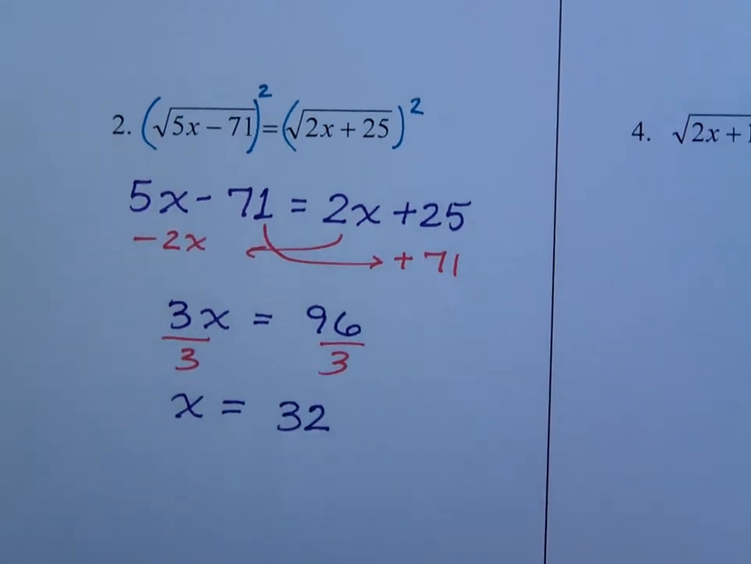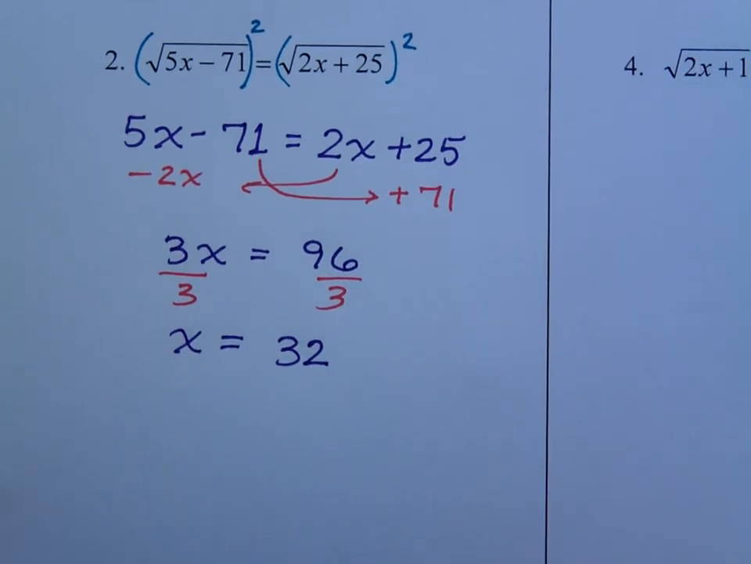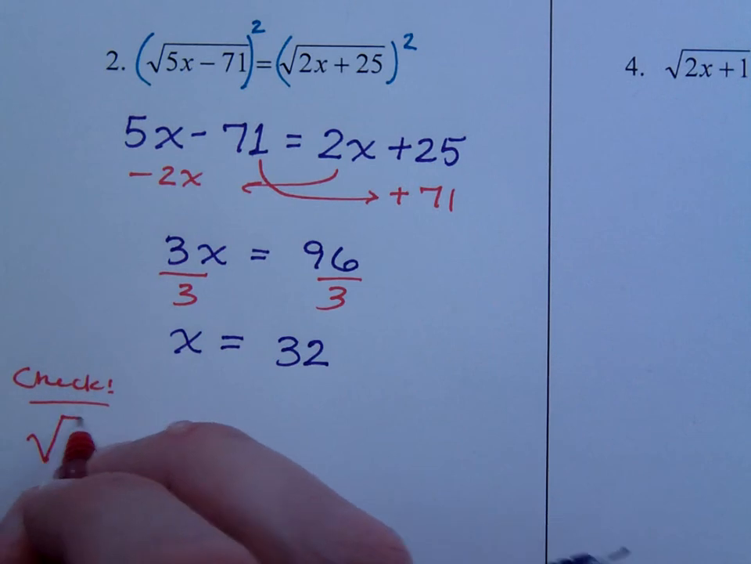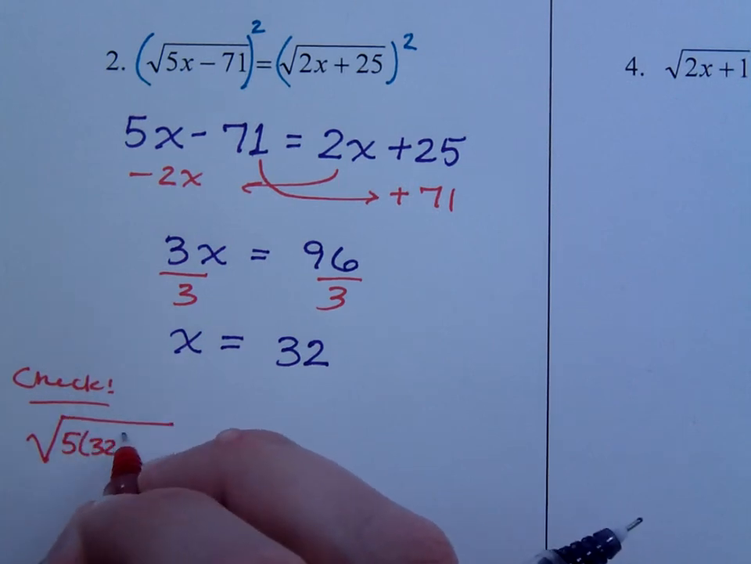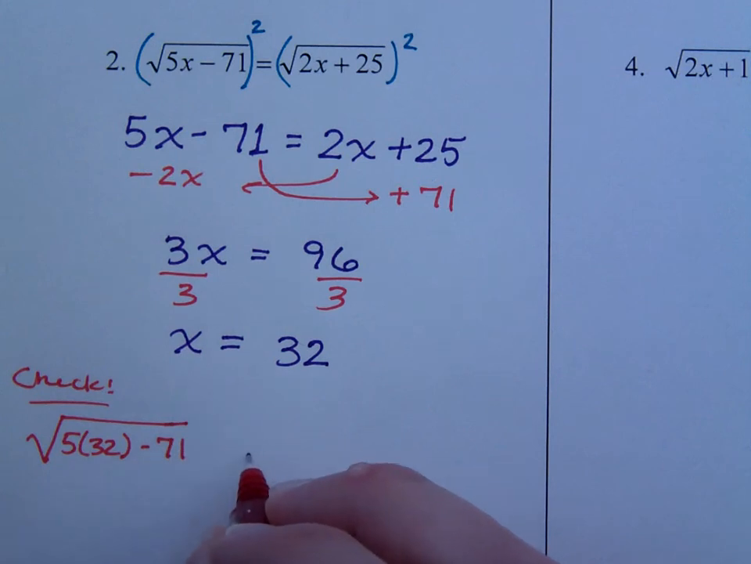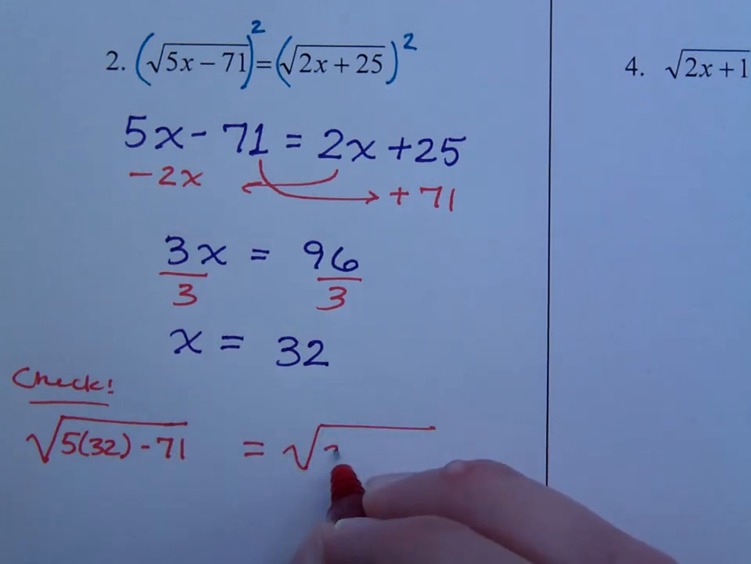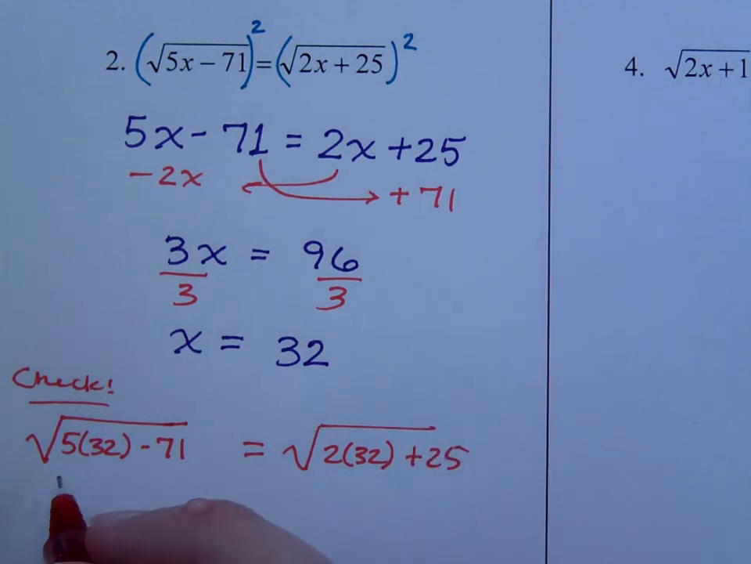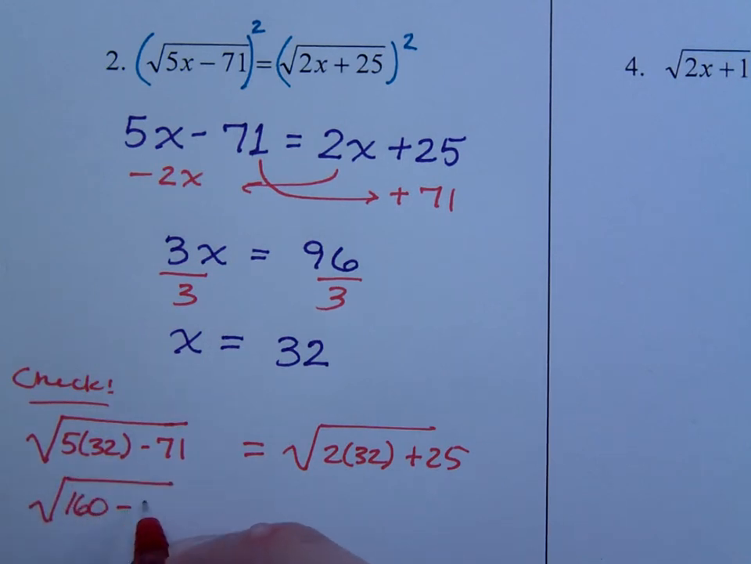Now with square roots, you always want to make sure that the solution does check out. Sometimes we have these weird situations happen. So let's check this. We need to see if the square root of 5 times 32 minus 71 is the same as the square root of 2 times 32 plus 25. Well, 5 times 32 is 160. So 160 minus 71. And this gives us 89.